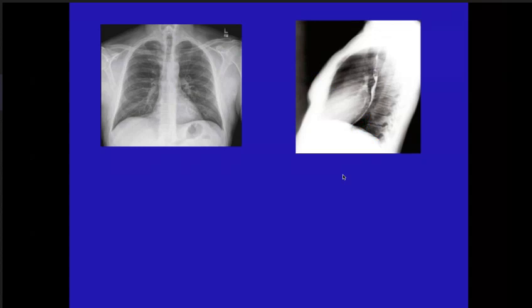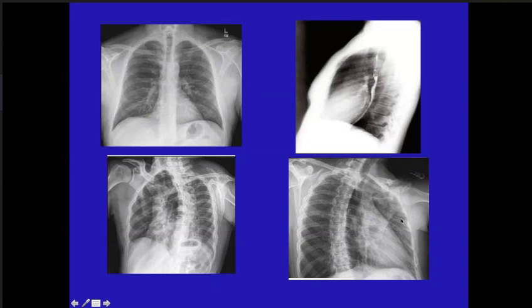But AP and lateral are not enough for interpreting cardiac structure. Again, it's such a complex structure that two views probably are not enough, and therefore you need oblique views. So we started taking oblique chest X-rays. You can have a right anterior oblique or a left anterior oblique, and that's fundamental to your interpretation. You must know how to identify left anterior oblique and right anterior oblique.